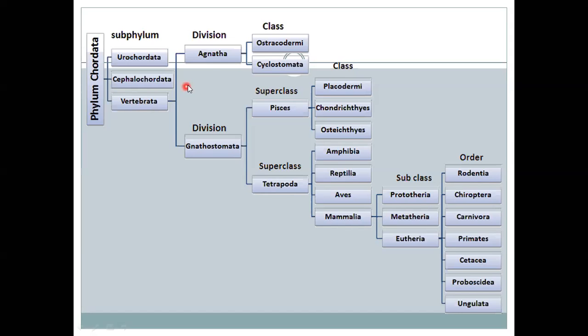In Craniata, we have jawless fishes and jawed vertebrates. In jawless fishes, we have Ostracoderms and Cyclostomata. Cyclostomatans are extant, or they are living now. Ostracoderms are an extinct group of fishes. So from the next slide onwards, we are going to discuss details of these Ostracoderms.